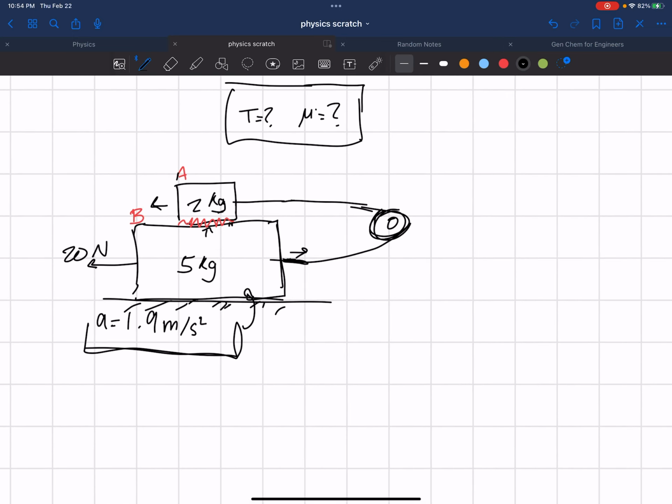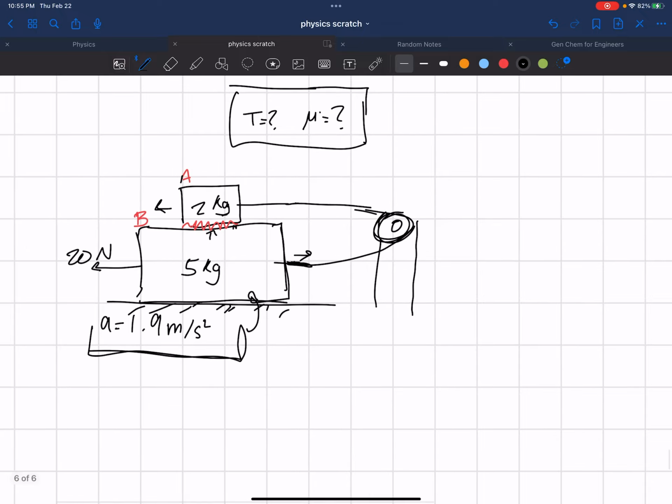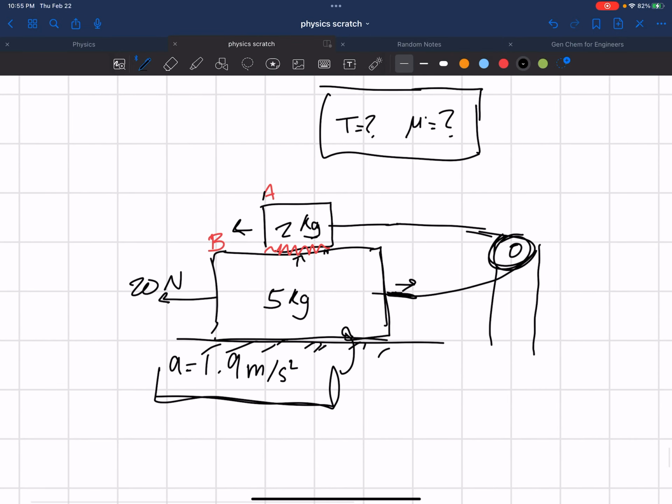So, what does your gut say to do in this situation? Okay? You see a pulley. It looks like a pulley. It's pulling 2 blocks from each other. All right? 2 blocks. Block B weighs 5 kilograms and is moving to the left. What's that? That's called the acceleration. It's 1.9 meters per second squared.